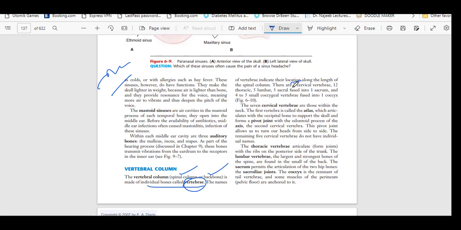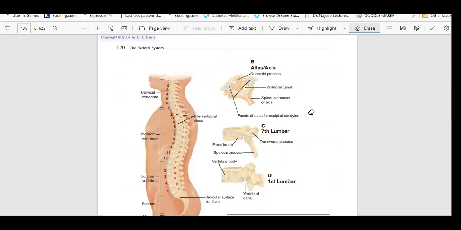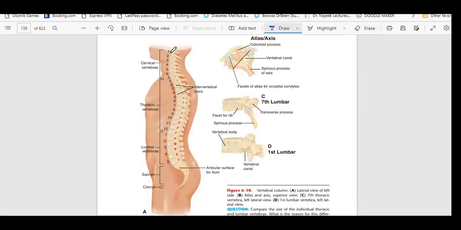So basically, there are 7 cervical vertebrae, 12 thoracic vertebrae, 5 lumbar vertebrae, 5 sacral vertebrae fused into one sacrum, and 4 to 5 small coccygeal vertebrae fused into one coccyx. So these are the bones called the vertebral column, which is situated in the back. Here we have the image. You can see that this is the vertebral column, the whole bone.